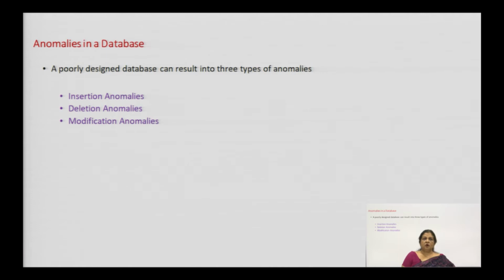Now, let's talk about what anomalies in a database are. A poorly designed database will always result in some anomalies, leading to inconsistency of the data in the database. The three kinds of anomalies that exist in a poor design are the insertion anomalies, the deletion anomalies, and the modification anomalies.